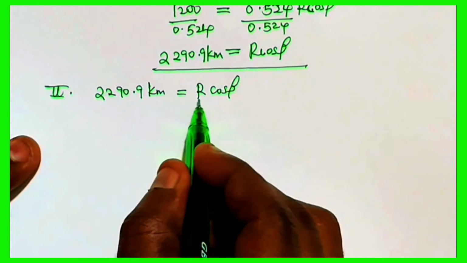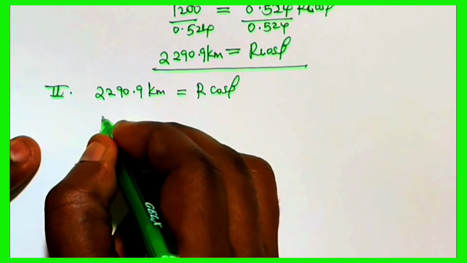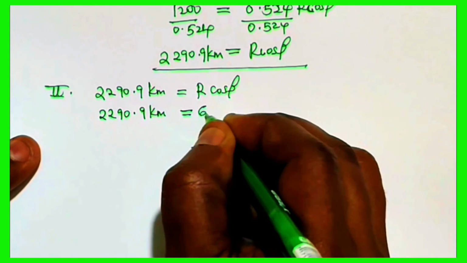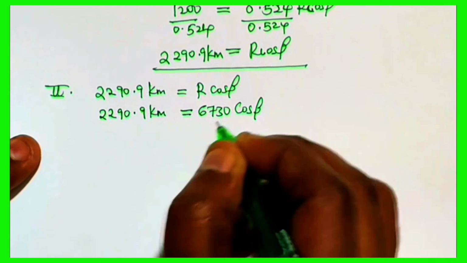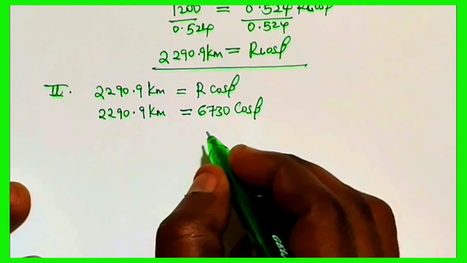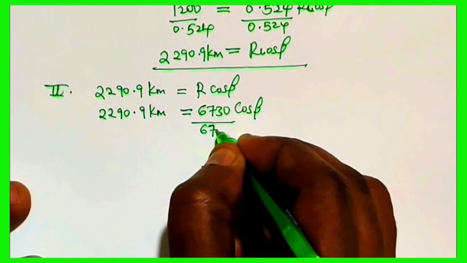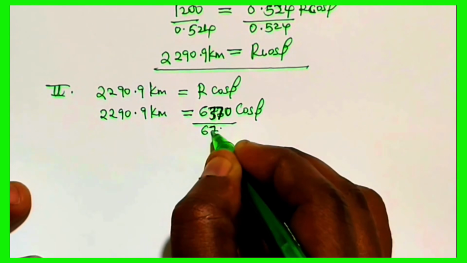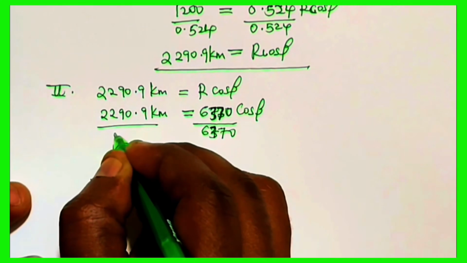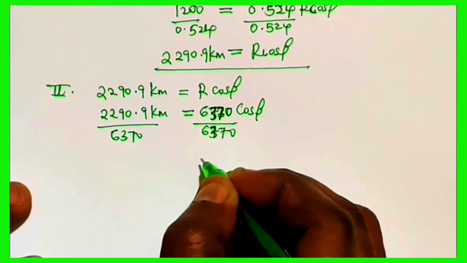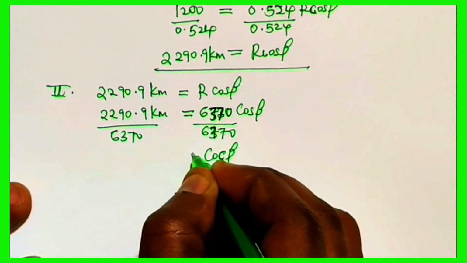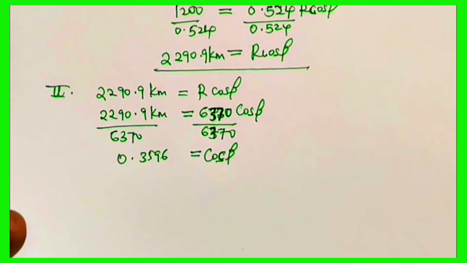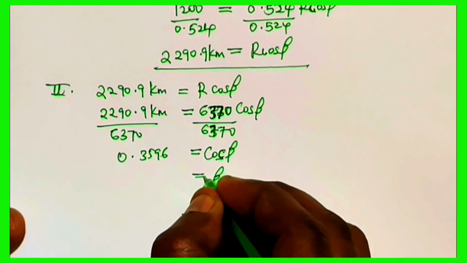And you know R, or capital R, will represent the radius of the earth. So you're going to have 2290.9 kilometers will be equal to 6370 cos beta. And therefore we can divide both sides by 6370, so that we get the value of cos beta to be equal to 0.3596.